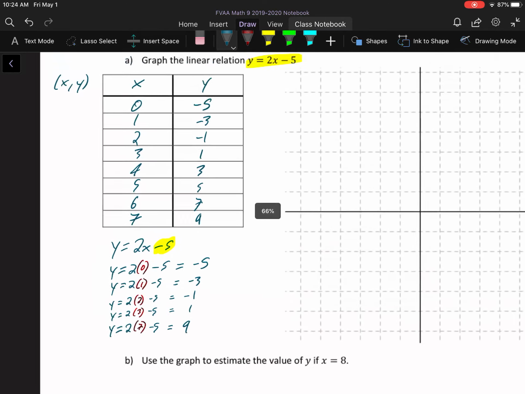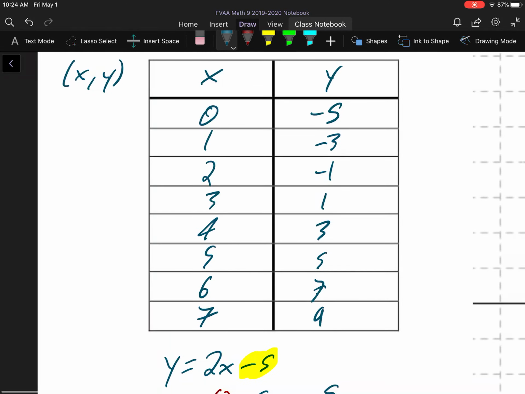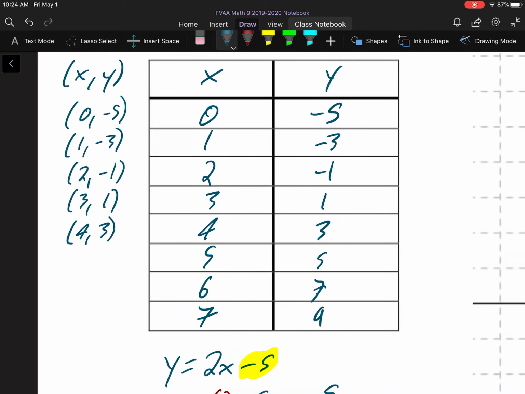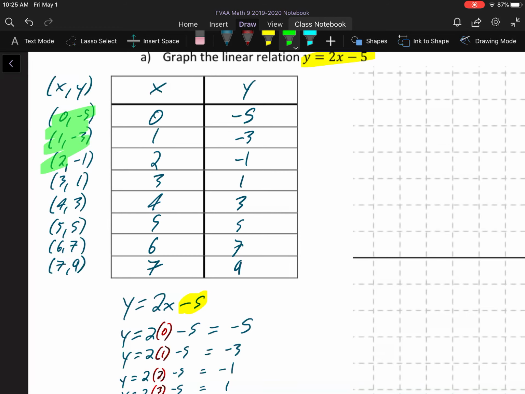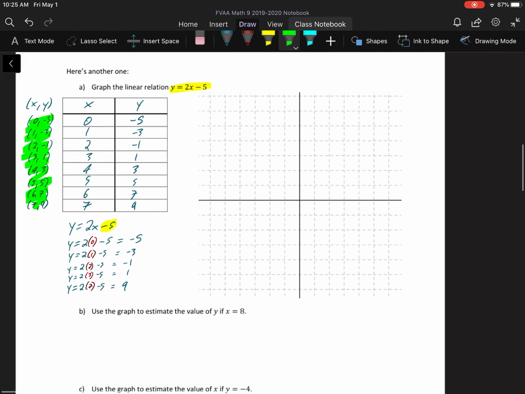Okay, so good. So now I have all these points that I can plot on my graph, right? I have 0 and negative 5. I have 1 and negative 3. I have 2 and negative 1. I have 3 and positive 1. I have 4 and 3. I have 5 and 5. And I have 6 and 7. And I have 7 and 9. Okay? So I have all these points that I can graph over on my axis here.